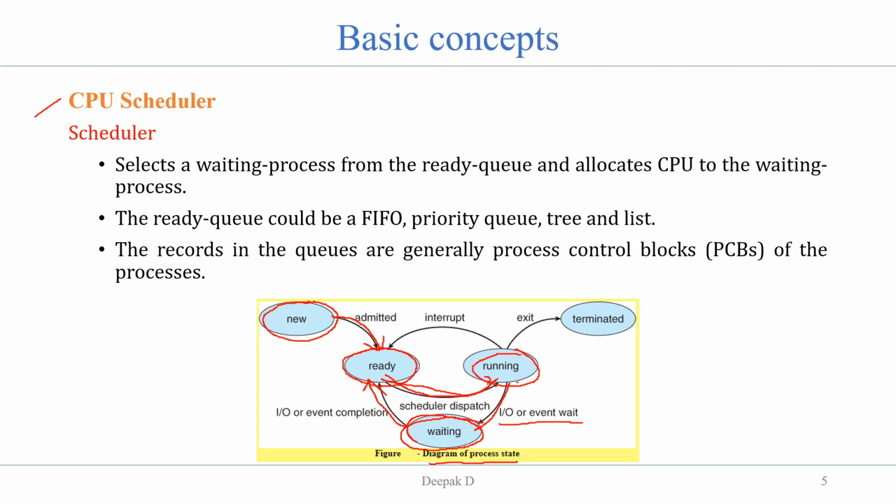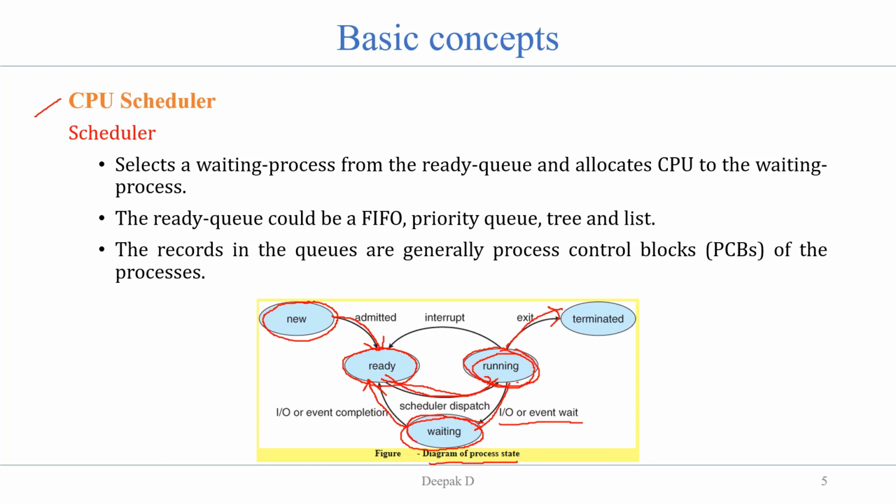Once it completes, means ready to running, running to waiting, and waiting to ready. So this keeps on looping until your task is completed. Once it is done, the process is terminated. So this is how it actually works with respect to the process execution.